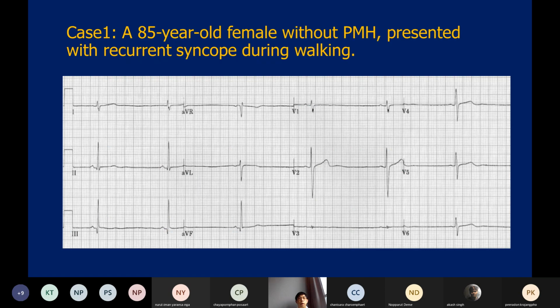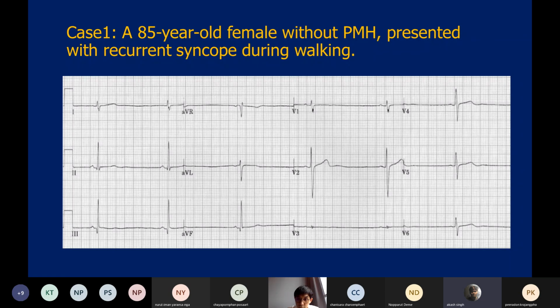Okay, so let's come to the first case. This is an 85-year-old female without any past medical history, presenting with recurrent syncope during walking. Can anyone read this ECG to me? This is the easy one. Anyone can read this.